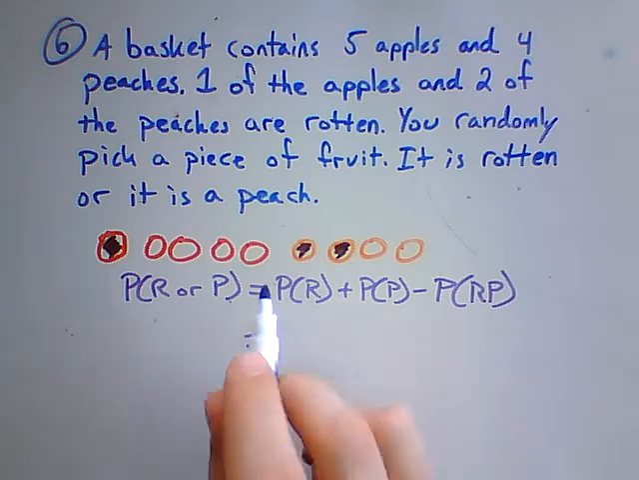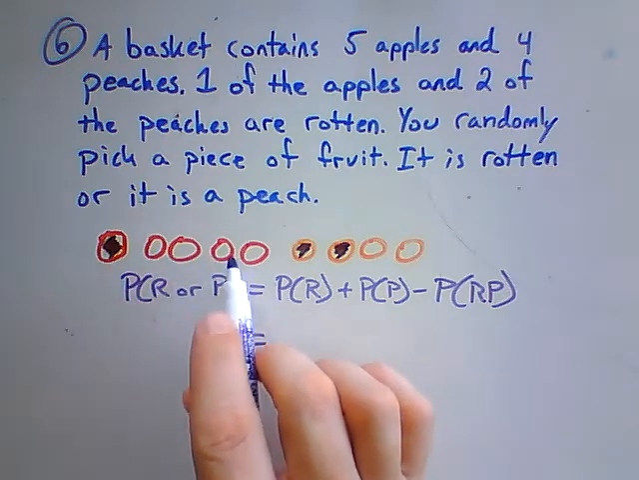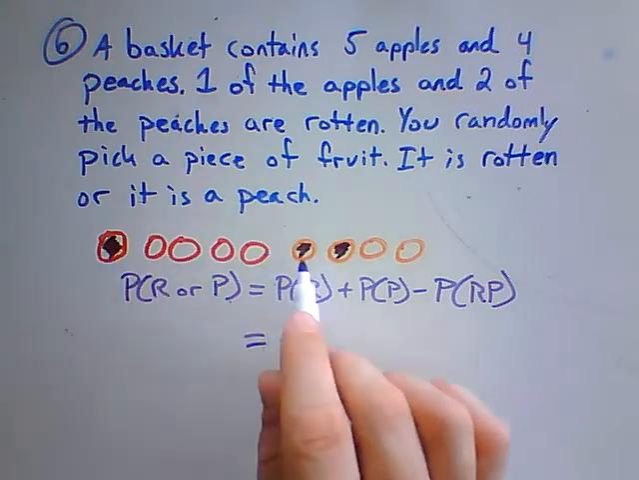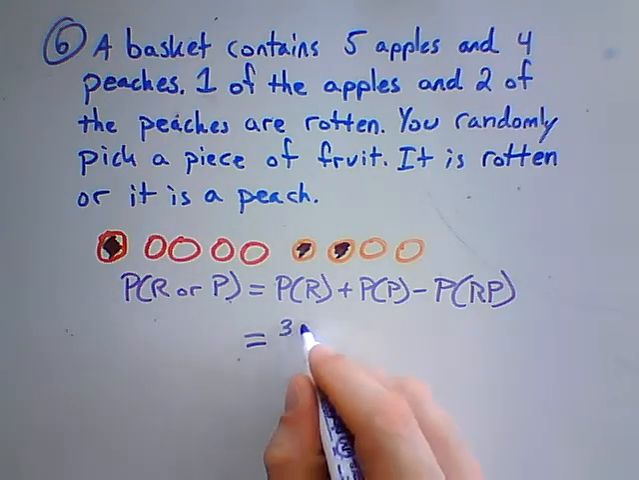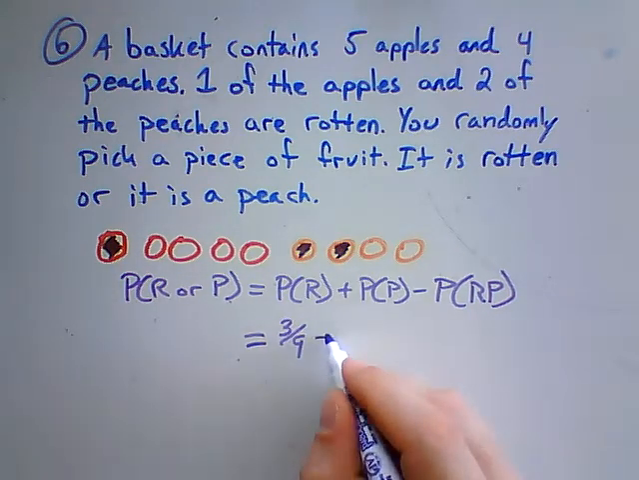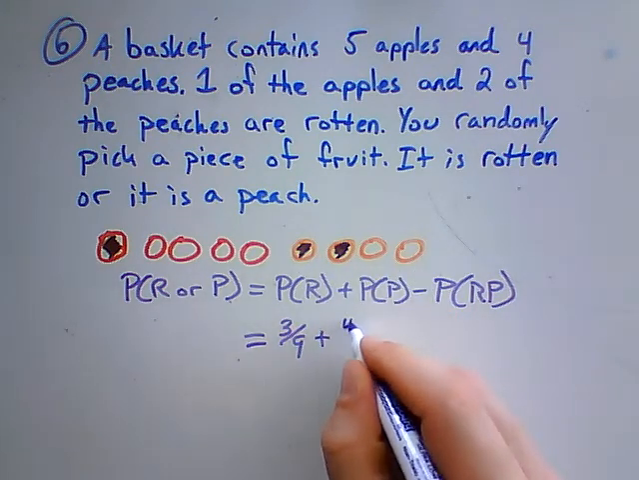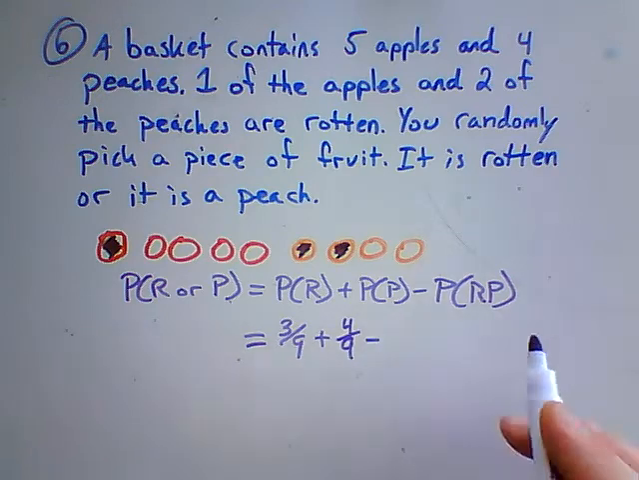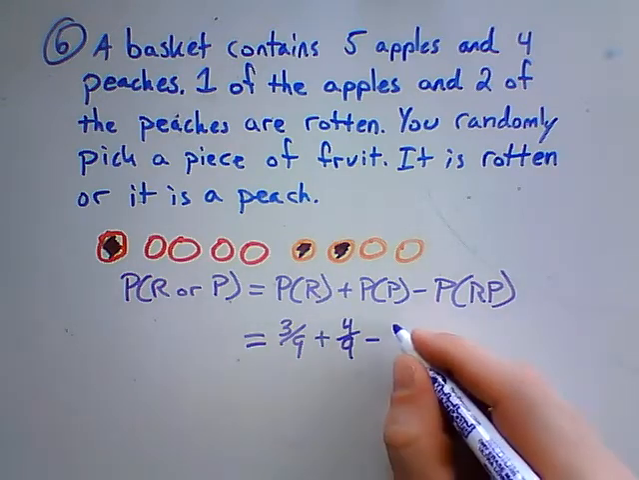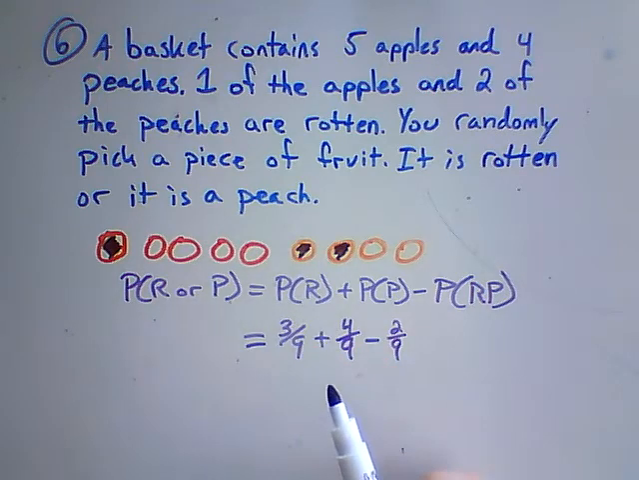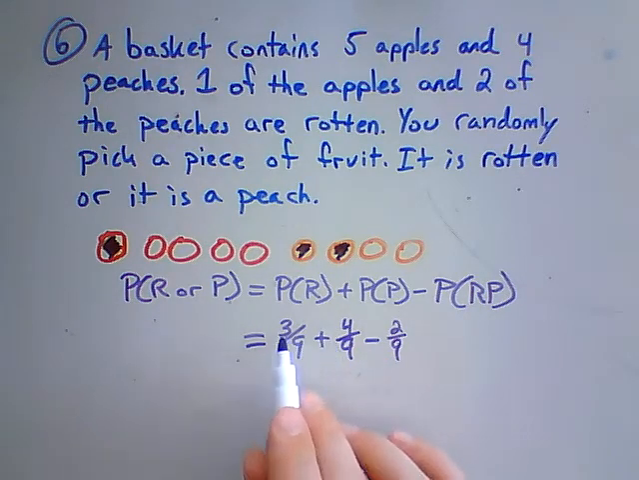Probability it's rotten. There's 1, 2, 3, 4, 5, 6, 7, 8, 9 fruit total, and 1, 2, 3 of them are rotten. So 3 out of 9. Plus, probability it's a peach. 1, 2, 3, 4 out of 9. Minus rotten peaches. There's 2 out of 9. Notice those 2 fruit are the ones we counted twice, right? So 3 plus 4 is 7, minus 2 is 5.